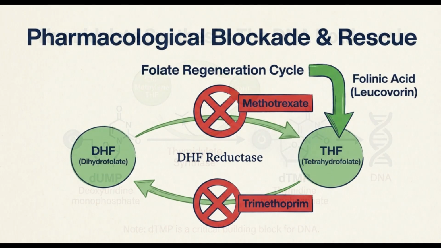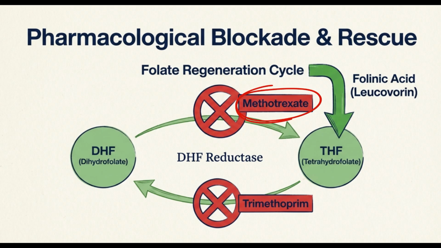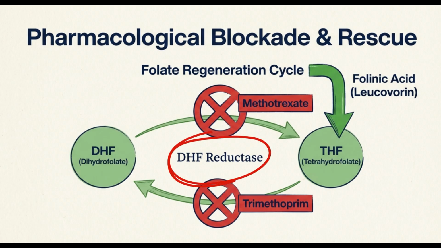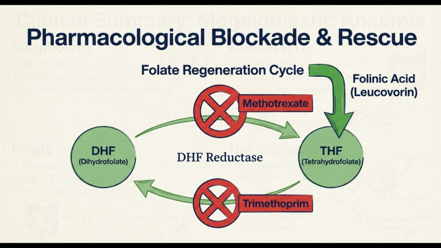And as a quick aside, it's worth noting that we can actually create this same problem with drugs. Chemotherapy drugs like methotrexate, or even some antibiotics like trimethoprim, work by blocking DHF reductase, which is another essential enzyme in this folate cycle. This creates a very similar blockage. A rescue therapy using something called folinic acid works because it's a form of folate that can actually bypass this blockade and give the cell the THF it needs to get going again.